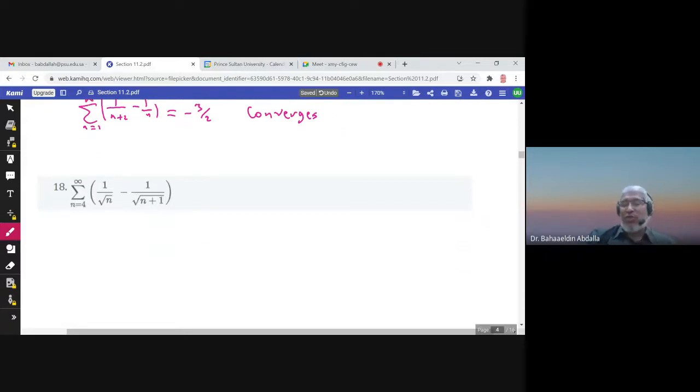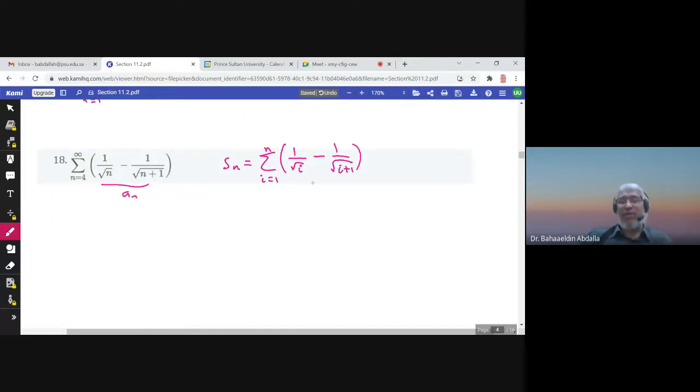Also in this question, I have a sum of two terms. So it's ready. So what is Sn? Again, summation i from 1 to n of ai. This is an. So what is ai? 1 over square root of i minus 1 over square root of i plus 1. What is the difference between n and n plus 1? 1. So I should find here two terms in Sn.